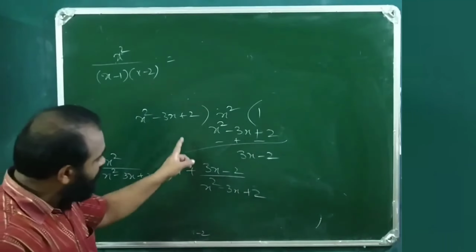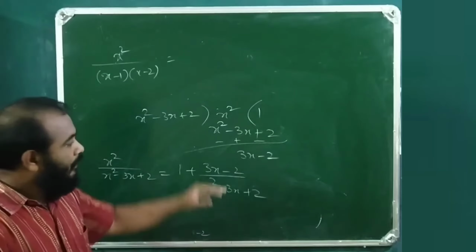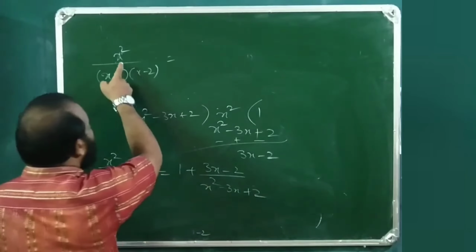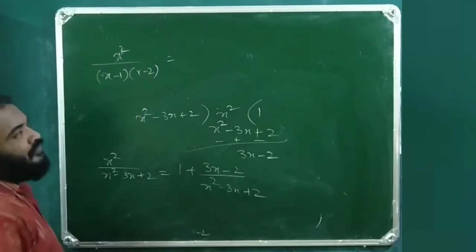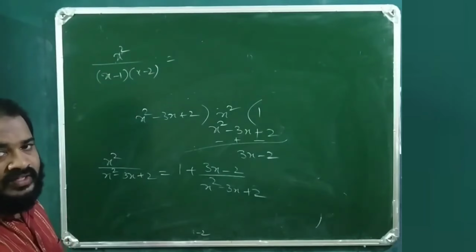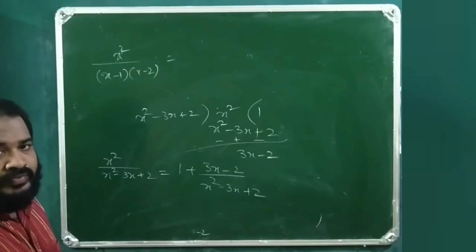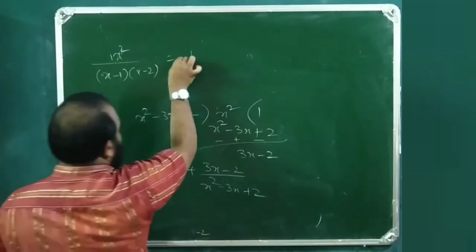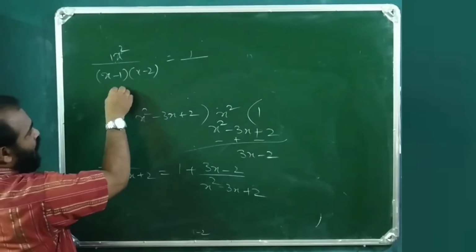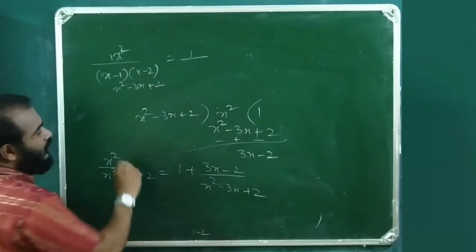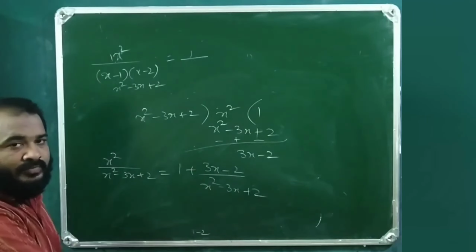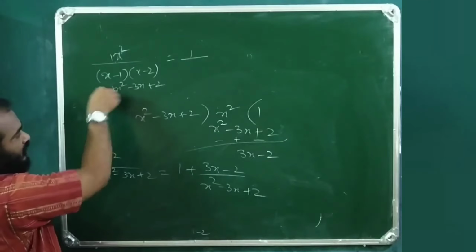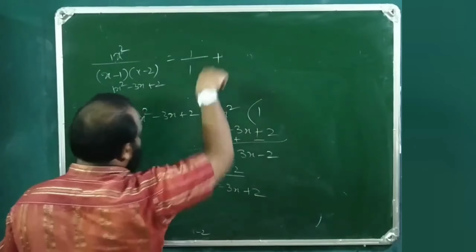So here also the division algorithm method is applicable, but instead of doing all these steps, the shortcut is this. What is the highest degree term in the numerator? x square, with coefficient 1. What is the highest degree term in the denominator? x square, with coefficient 1. So the quotient is 1 plus the remaining fraction.